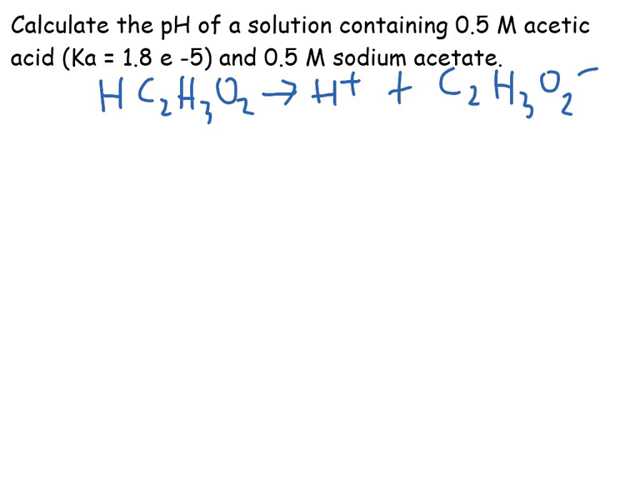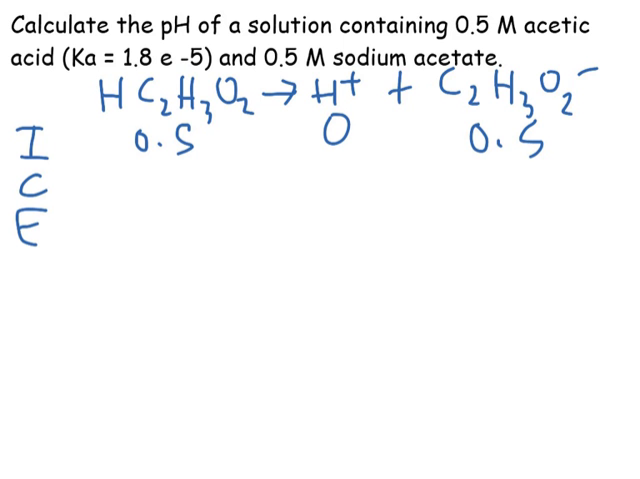So the problem states that we have a 0.5 molar solution of acetic acid. Oh wait, shoot, I forgot to put my ICE. Okay, so the problem states that we have a 0.5 molar solution of acetic acid, so that's going to be 0.5 right here. The problem also states that we have 0.5 molar sodium acetate. So that sodium acetate is going to dissolve, producing 0.5. That's going to produce acetate ions. So the initial concentration of the acetate ions would be 0.5, and H plus is just going to be 0.